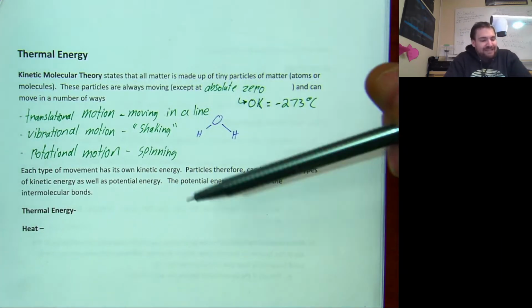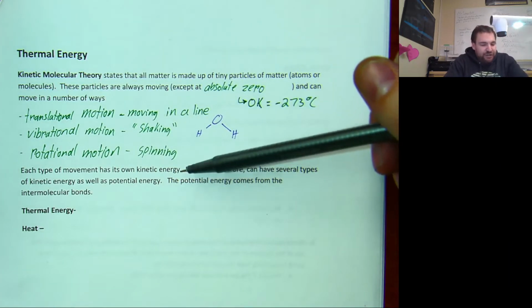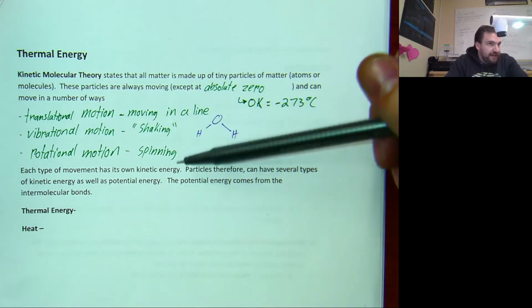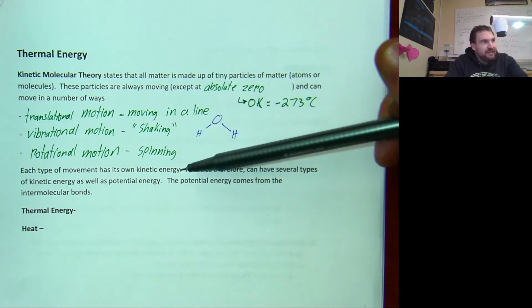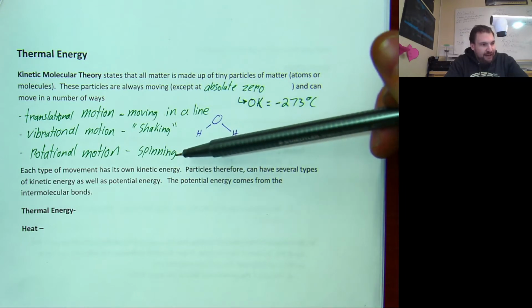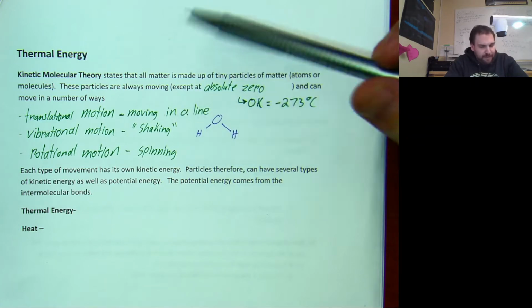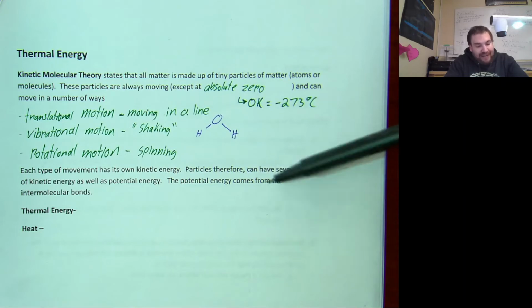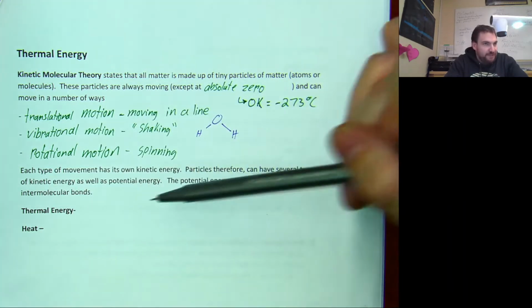Each type of movement has its own form of kinetic energy. We're not going to talk about these other forms of kinetic energy this year. You'll talk about oscillating and rotating. That might actually wait till first or second year university because that gets really complicated. Particles, therefore, can have several types of kinetic energy as well as potential energy.